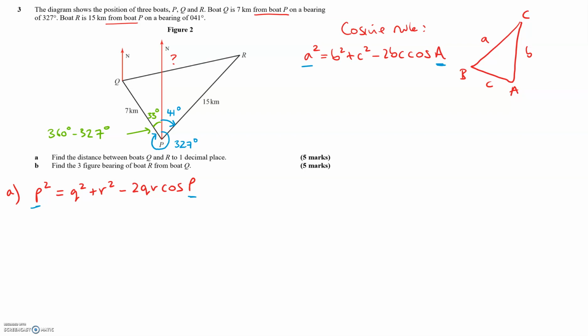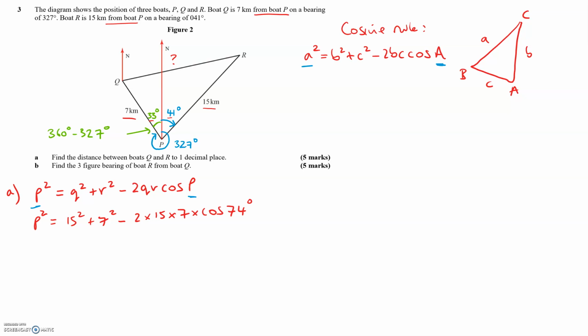Now P squared, don't know what that is. Call it P squared. Q, let's say, is that one, so 15 squared, and R is 7, so 7 squared, minus 2 times 15 times 7 times cos of the angle P. Now where I'm going to find this angle is by adding together these two. So 33 and 41. A bit of quick maths tells me that's 74. So that's 74, that angle.